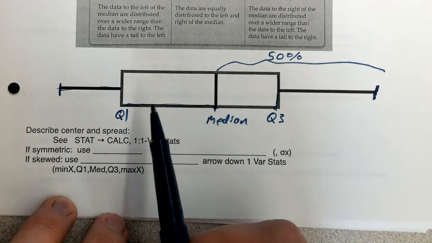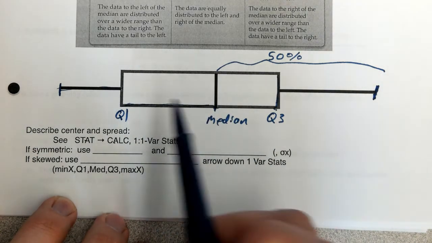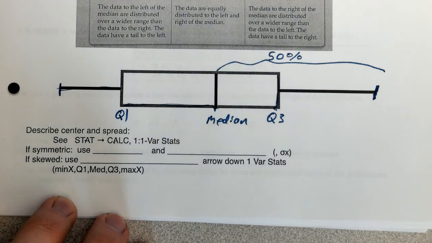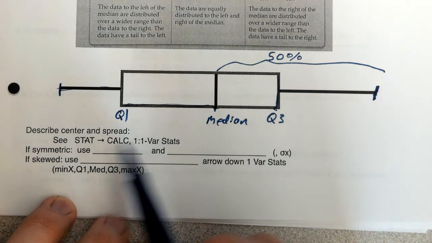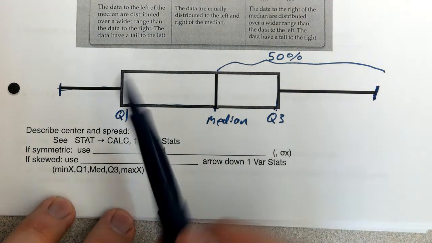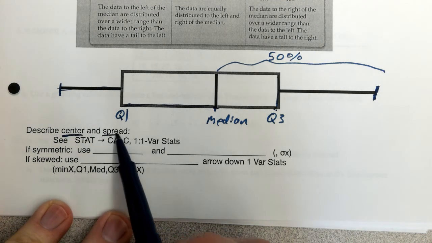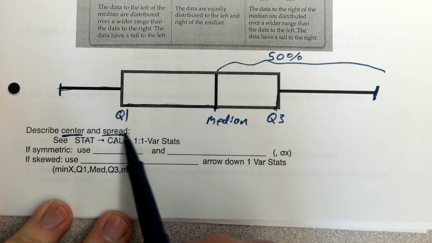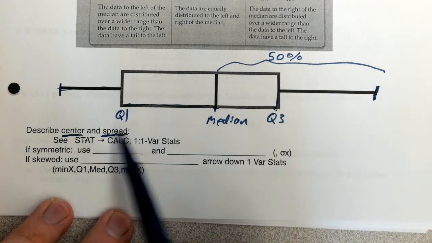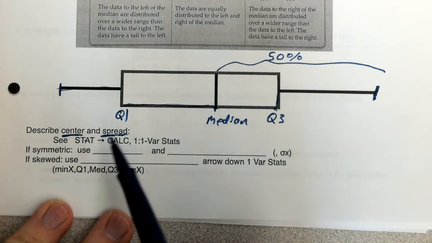You can do it through a graphing calculator as well, using stat, calc, and putting the numbers in a list, like I'm sure you've done in your other math classes. When we describe the center and spread, center is the median and the mean, all right? And the spread can be anything from the range to the standard deviation, which we'll talk about later.